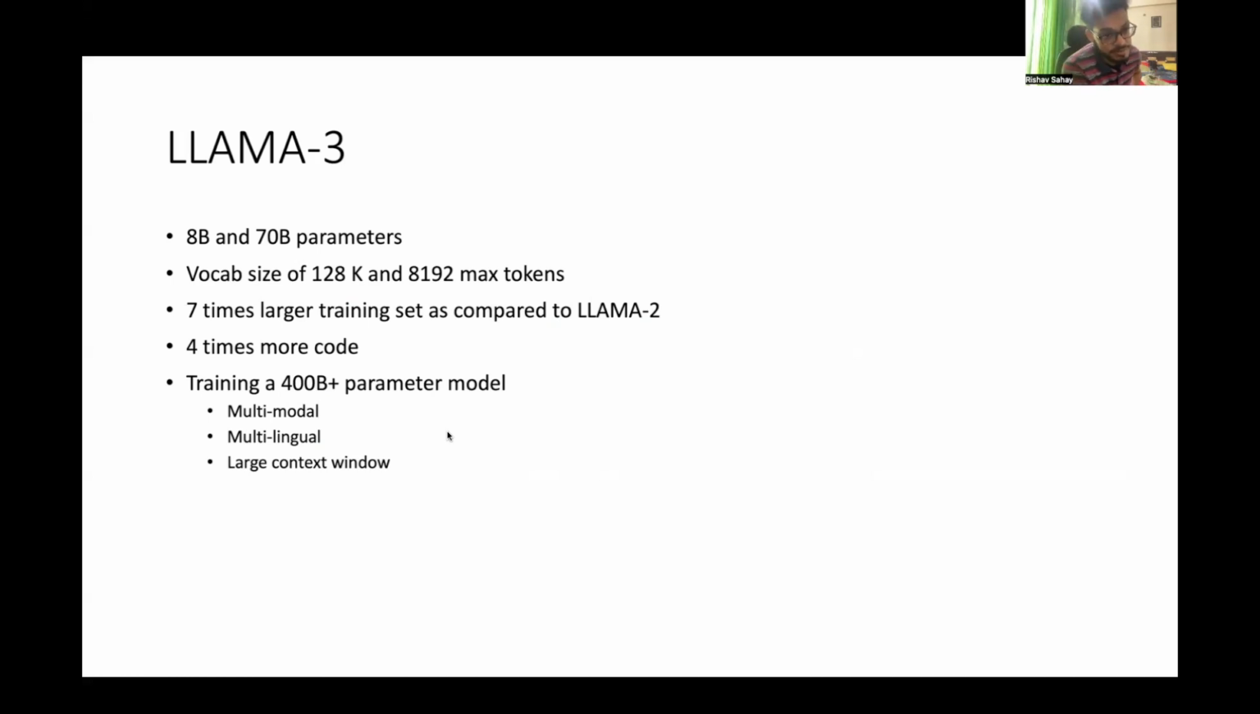It is trained on a 7 times larger training data set as compared to Llama 2. Also, 4 times more code data has been used to train it. Another thing is that Meta has claimed that they have been training a 400 billion plus parameter model, which is a way bigger version of Llama. They have also shown that it is multimodal and has vision and audio capabilities. They've also emphasized the multilingual capabilities of the model for broader applicability, and they've also promised a larger context window.